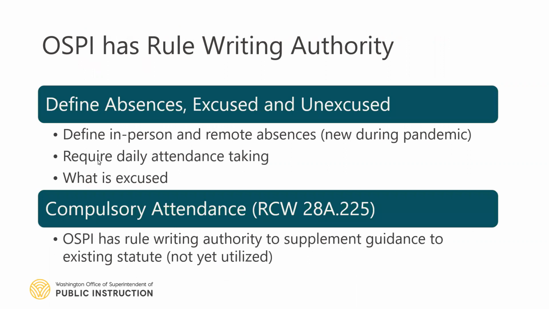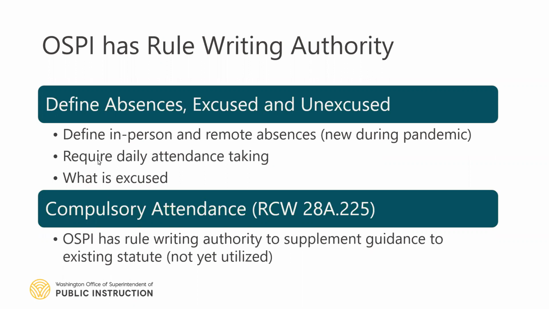Next slide. I also want to share with you, differentiating from statute, which the legislature obviously has authority over, OSPI has rule writing authority. And so when we say the WACs, we have rule writing authority in 1 chapter of WAC and in another place which has not yet been created. So first of all, one of our bodies of rule defines absences, both excused and unexcused. This is where you can find the definition of an in-person absence as well as a remote absence. That was new during the pandemic.